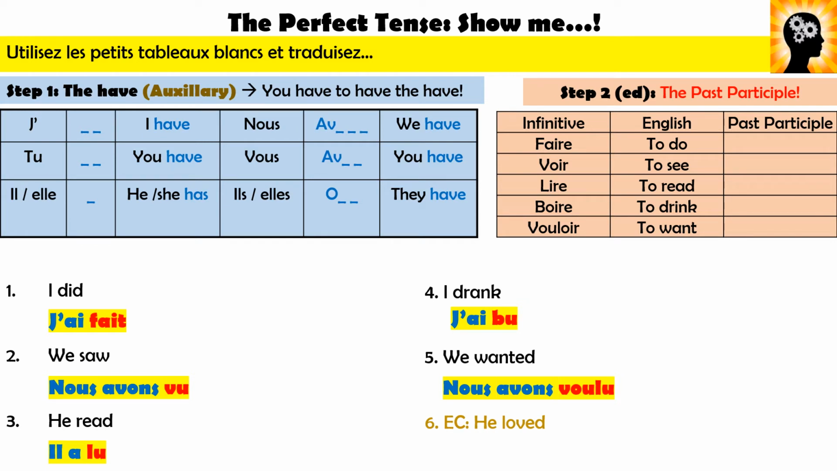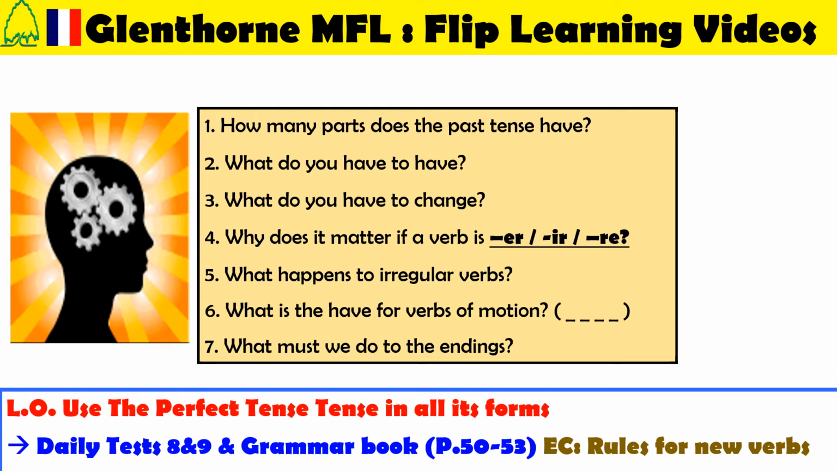And then he loved. This is a regular verb, so you have to have the have. And then what does the -er change to? Put the 2 together. Il a adoré. I'll accept il a aimé aussi. Right, so first 5 rules down. We're up to number 5. Put me on pause, see if you can answer all 5 of these questions.